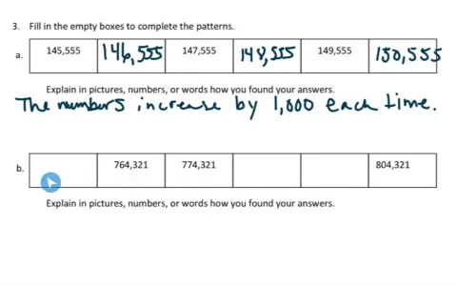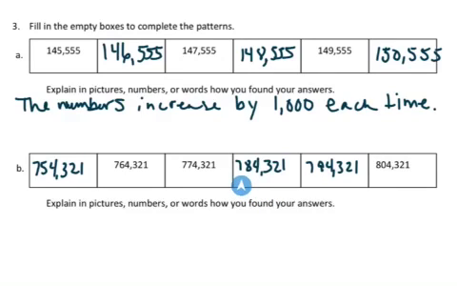So we're going to go ahead and fill in the rest of our boxes. Okay, so I have 754,321, and then this one over here, 784,321, and then 794,321. So I'm going to write my explanation here at the bottom.